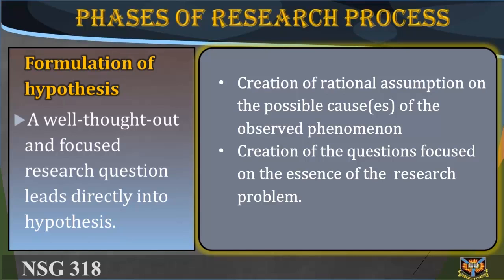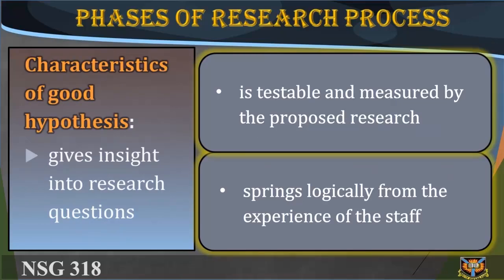Formulation of hypothesis. A well thought out and focused research question leads directly into a hypothesis. This involves creation of a rational assumption on the possible causes of the observed phenomenon, and creation of questions focused on the essence of the research problem. Characteristics of a good hypothesis: it gives insights into research questions, is testable and measured by the proposed research, and springs logically from the experience of the staff.